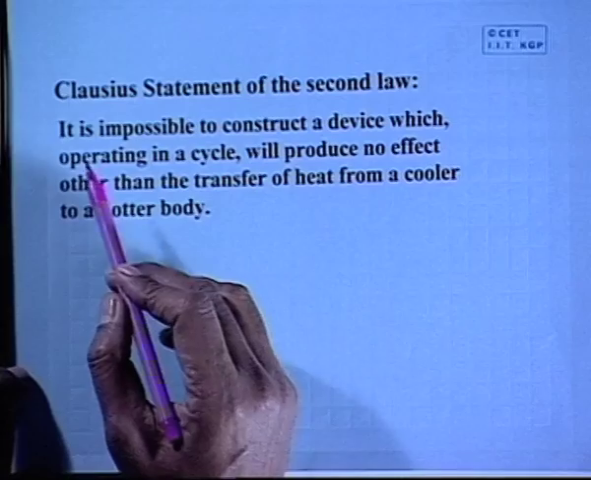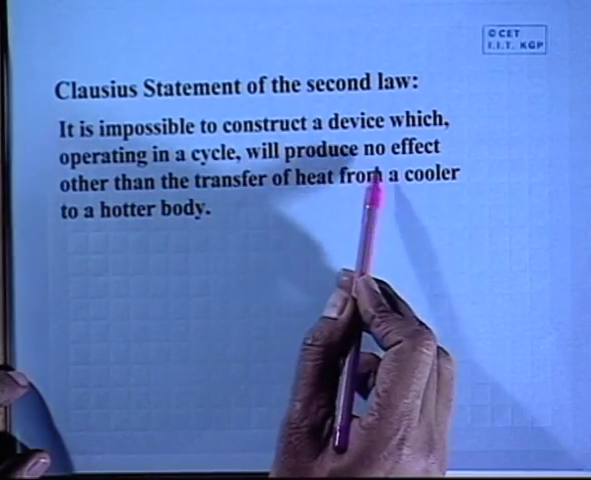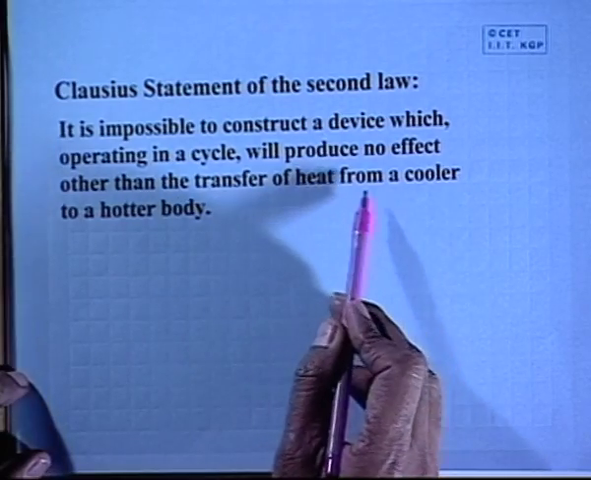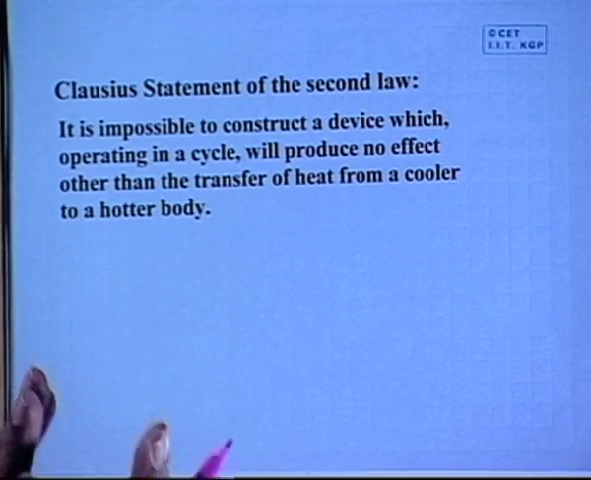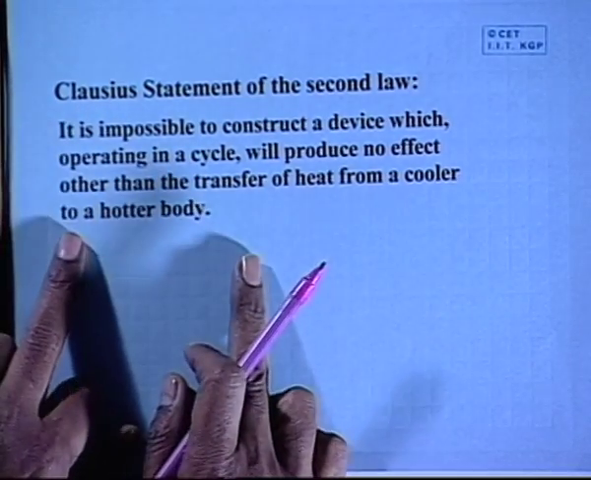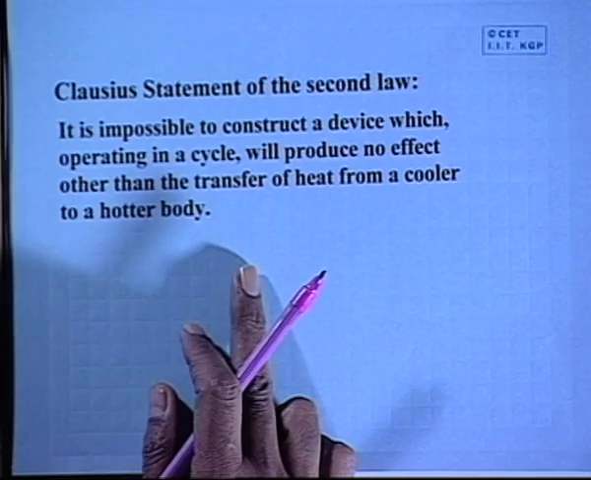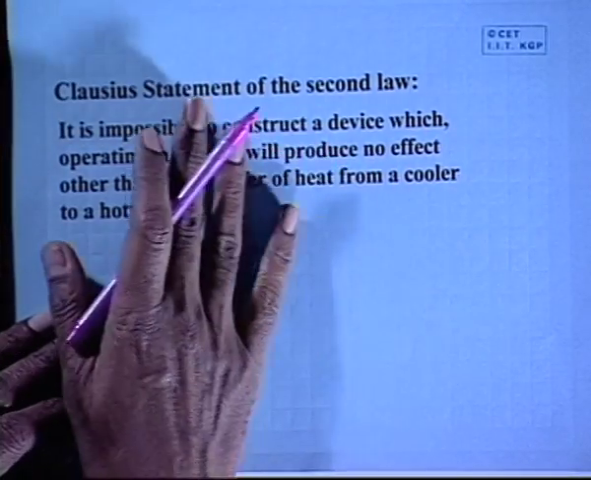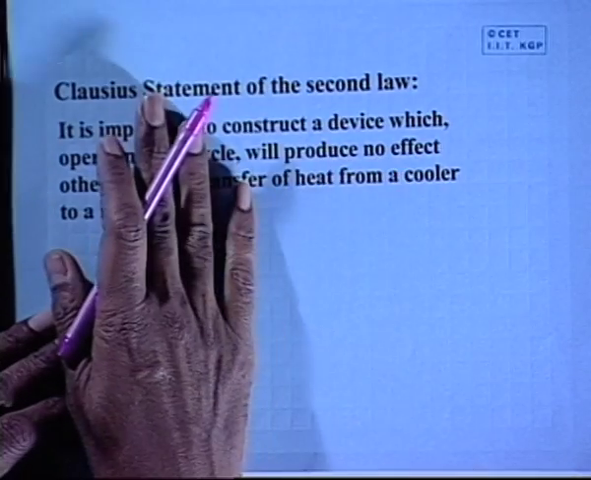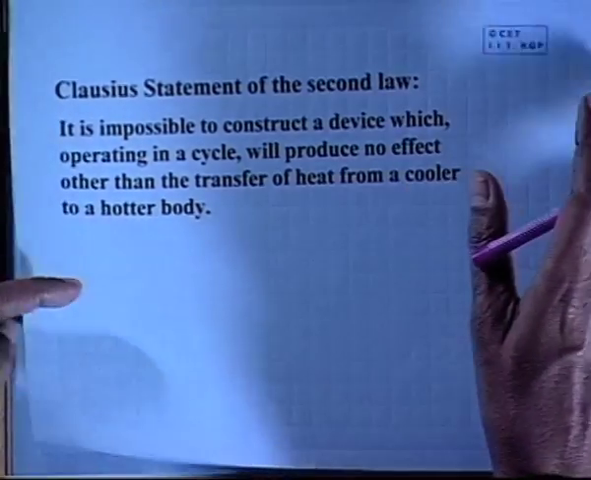This statement tells that it is impossible to construct a device which, operating in a cycle, will produce no effect other than the transfer of heat from a cooler to a hotter body. That means, spontaneously heat cannot be transferred from a cooler body to a hotter body without producing any other effect. It can be done by a heat pump if it takes work from the surroundings. That means there is an effect in the surroundings; the surroundings lose some work, they have to give that work. It is not very important to memorize this statement, just to know how it was first described by the scientist Clausius, and by Kelvin and Planck. But their applicability, how they are used, is more important.